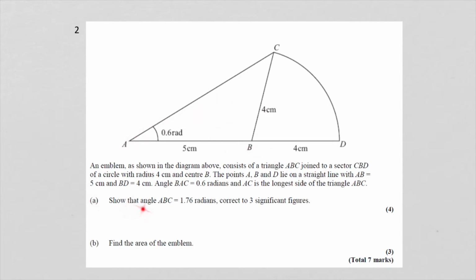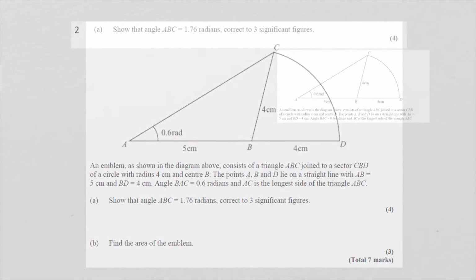A, show the angle ABC is 1.76 radians. So we need to show that this angle here, because we're looking for the letter in the middle of the three letters, so that will be the angle we're looking for, angle B. So we want to show that that equals 1.76 radians to three significant figures. B, find the area of the emblem. So we're going to do A.